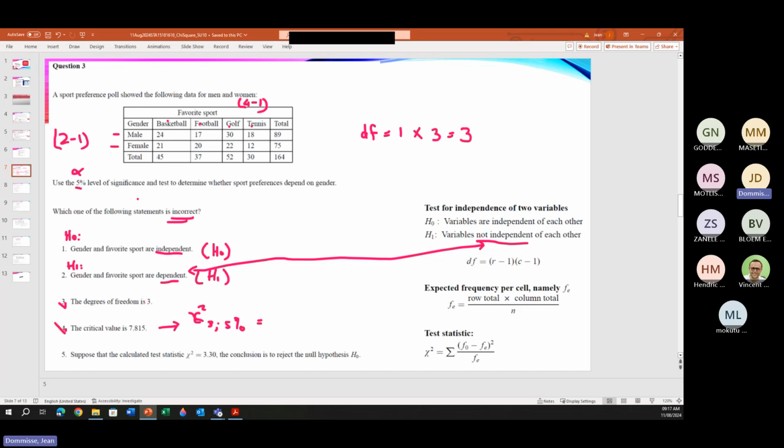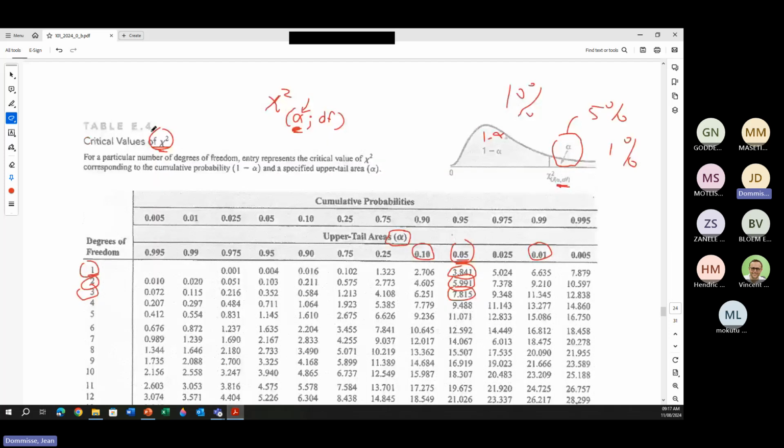Okay, so degrees of freedom was right. We worked that out. Then just a recap on the critical value. Degrees of freedom with a 5% level. So we're working with a chi-square. Degrees of freedom is 3. At the 5% level, 7.815.